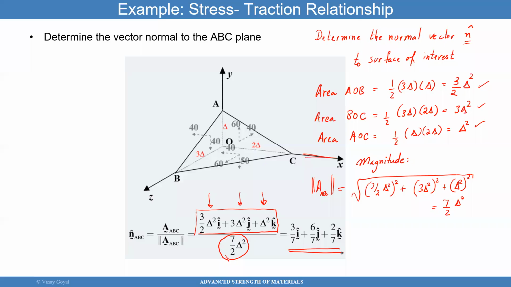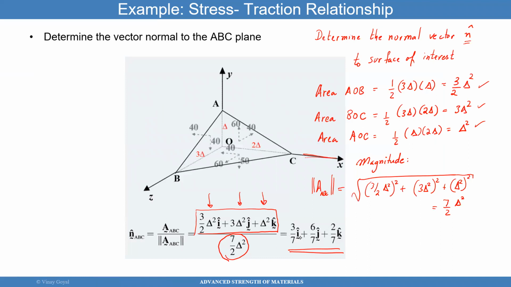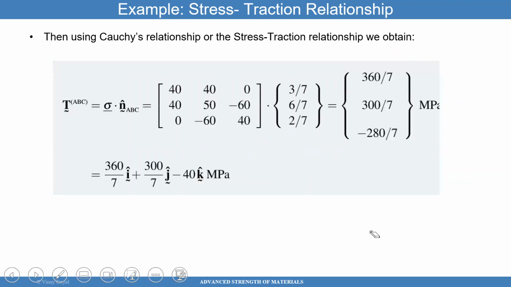So now that I found the vector n, and this example is straight out of my book, we are ready to calculate the tractions that are acting on this surface here. That's what I'm trying to figure out, right? So I take the stress at that point, multiply by the vector n that I found, and I find that the tractions acting on that surface are given by this vector.